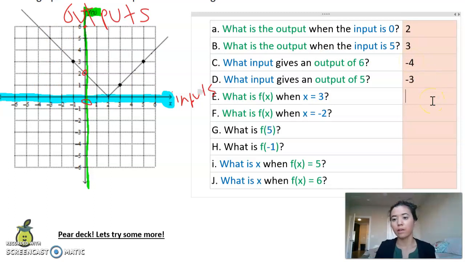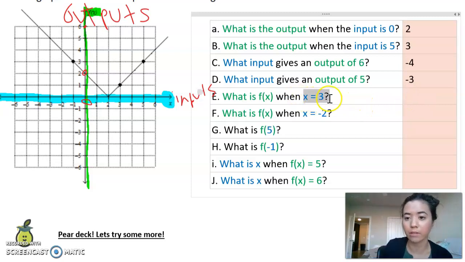Okay, let's keep rolling. Now we have what is f of x when x equals 3. So again, I'm now saying what is our x, I'm saying what our blue line is. So it is 3, which is right here. I want to know what is f of x, what is my green line. So I'm going to move up, and it crosses here at 1. So 1 is my answer.